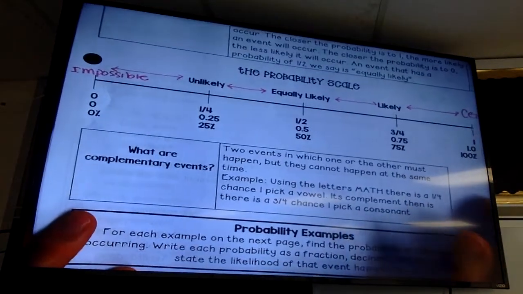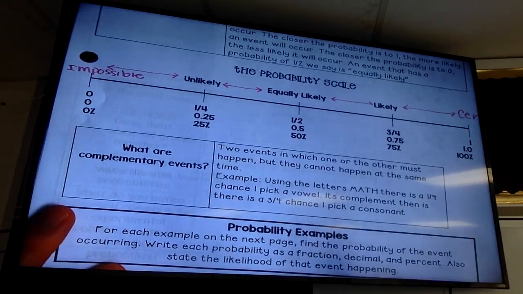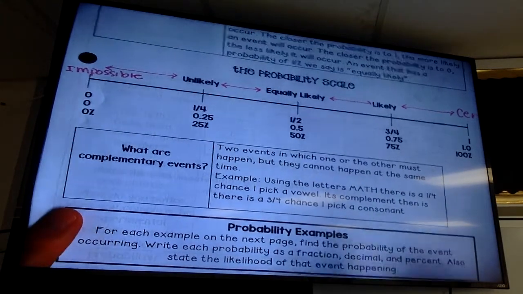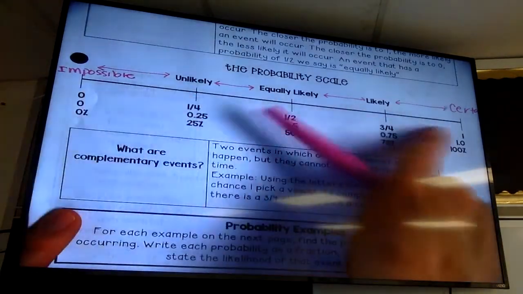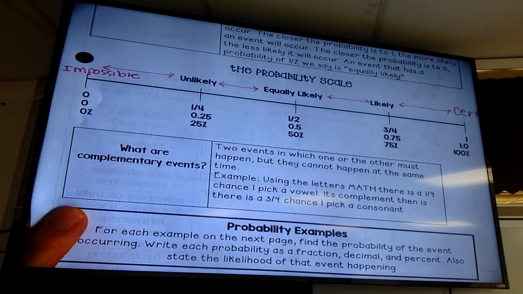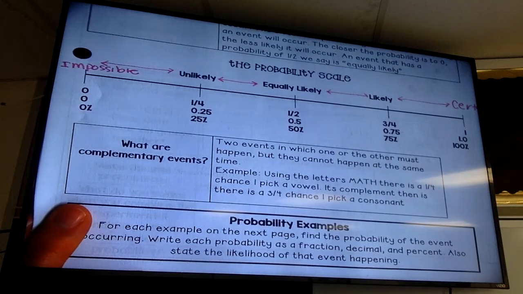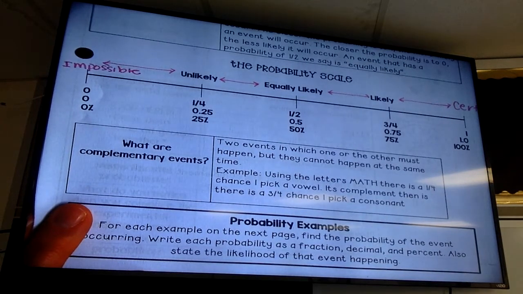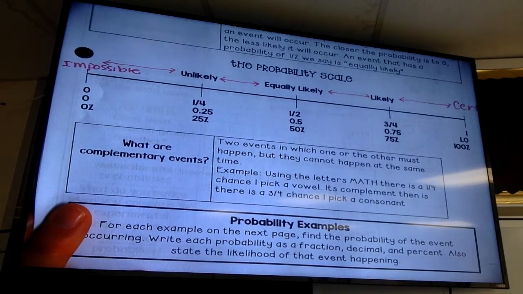Now, we're going to practice writing different probabilities as a fraction, decimal, and percent, and we're also going to state the likelihood of them occurring using one of these 5 words. There's something else I want you to be aware of. There's something called a complementary event. So, 2 events in which one or the other must happen, but they cannot happen at the same time. For example, using the letters MATH for math, there is a 1 in 4 chance I pick a vowel. Its complement then is there's a 3 in 4 chance that I pick a consonant.